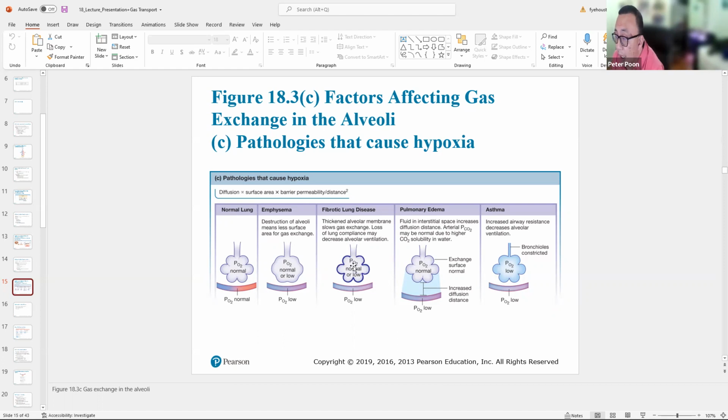Okay, one, this here is fibrotic, so it's thicker than normal. It's thicker than normal, then it's harder for the oxygen to cross and get into the blood supply. Okay, 2, fibrotic lung disease means you have a lot of fibers in your lungs, which makes it harder for your lungs to stretch open. And if it's harder to open, then it's harder to get air in. Okay, so that's the loss of lung compliance. So this can either be normal or low.